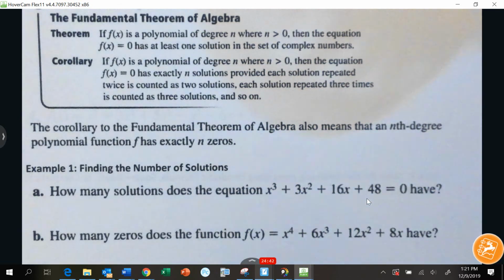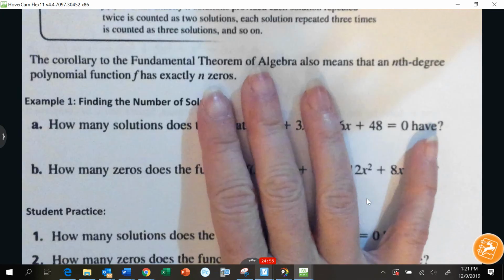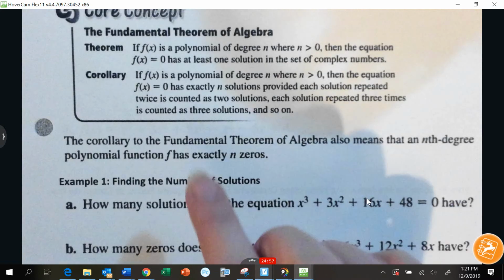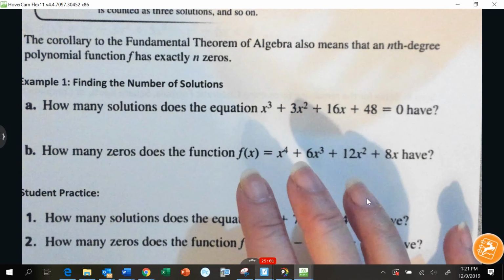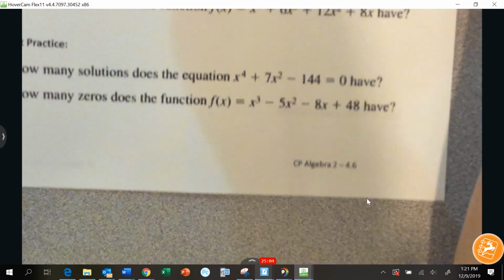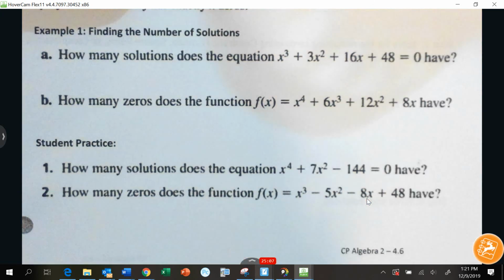Okay. We're almost done. We just have to do some more examples. I've pretty much taught you everything you need to know. We just need to try a couple more examples. On this page, it has some corollaries to the fundamental theorem of algebra, but we're not going to worry about that. We're just going to worry about what it means. And I've already taught you this the whole chapter.